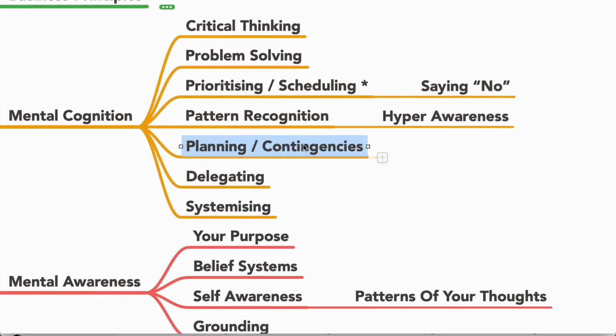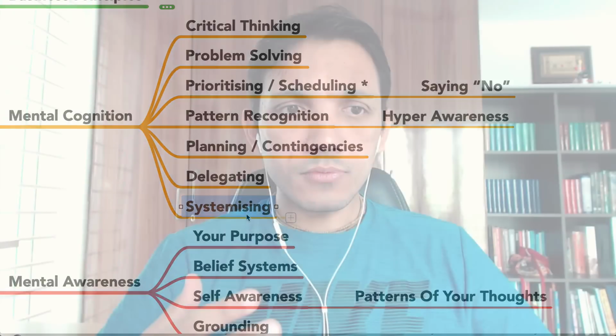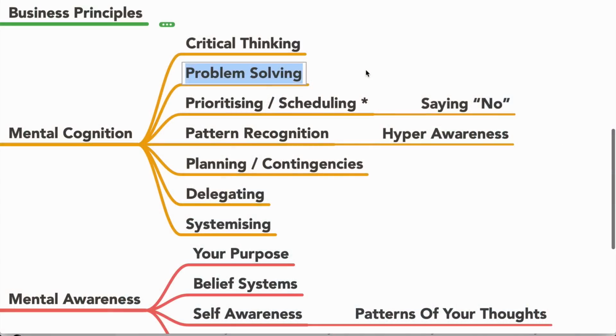So pattern recognition is one. Planning for contingencies and problem solving, delegating, systemizing, all of this comes under mental cognition. Okay. So, one of the patterns I've seen in millionaires, billionaires, or super successful people is they are very quick at problem solving. It's not that they don't have problems. They have problems every single day, but rather than getting stuck in that problem, they are quick to move and quick to take those calls to keep moving forward. Okay. All this comes under mental cognition.